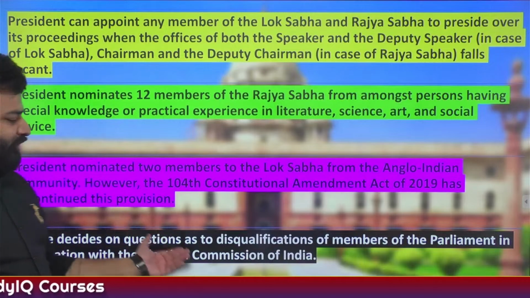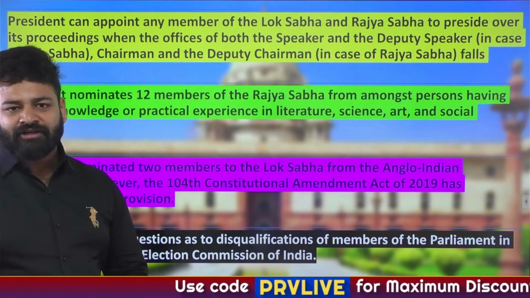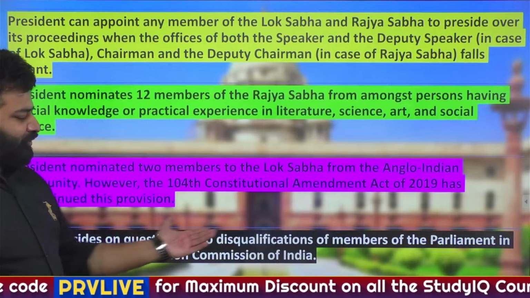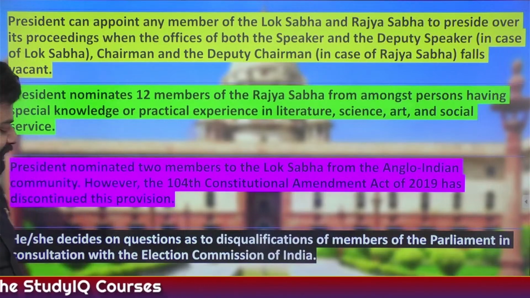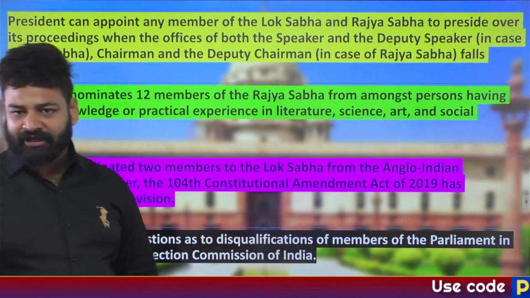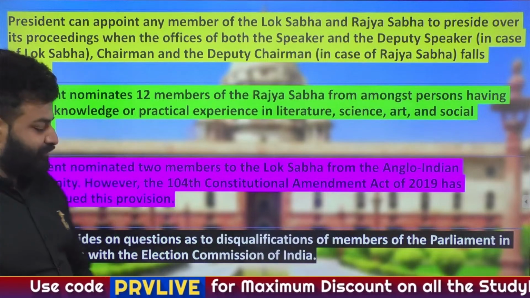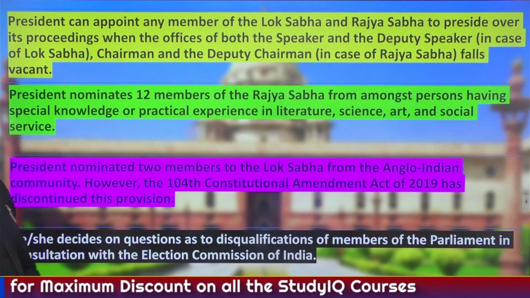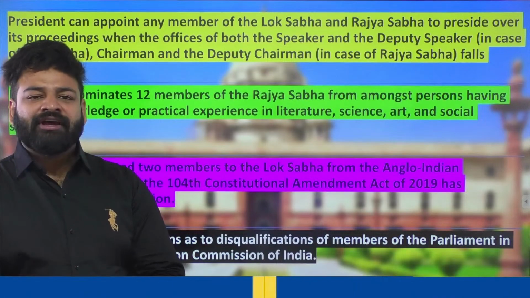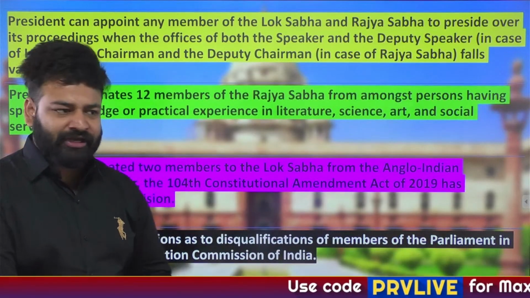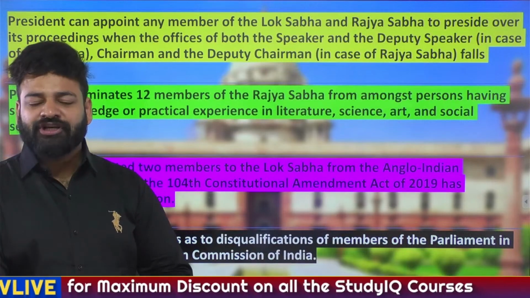So, President decides on the questions as to disqualifications. That is when it comes to the anti-defection law under the 10th Schedule, talking about Article 102 and 191. So when it comes to the disqualification of the members of the Parliament, the President is the deciding authority in consultation with the Election Commission of India. The President will have to take in consultation what? The Election Commission of India. Not just with regard to anti-defection, but also with regard to their election procedure. And the challenging authority will be the High Court in case the judgment is to be challenged.